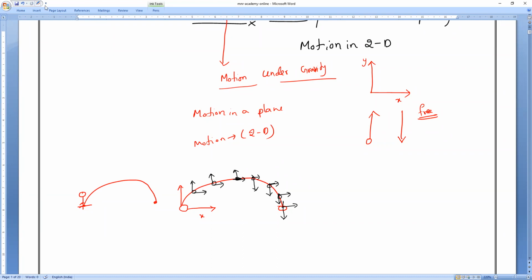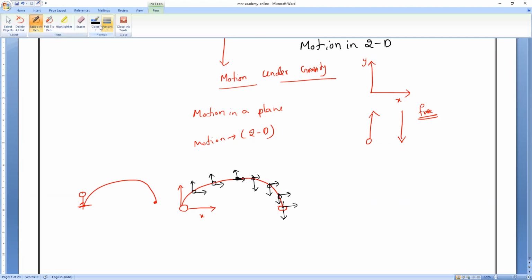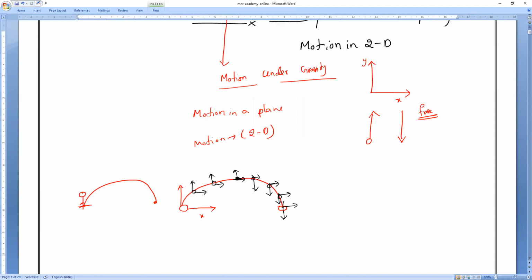So it does not have any kind of acceleration in the x direction. As we all know, at every point, g acts only in the Y direction. So we all know acceleration due to gravity, at every point on its path, acts only in the Y direction.